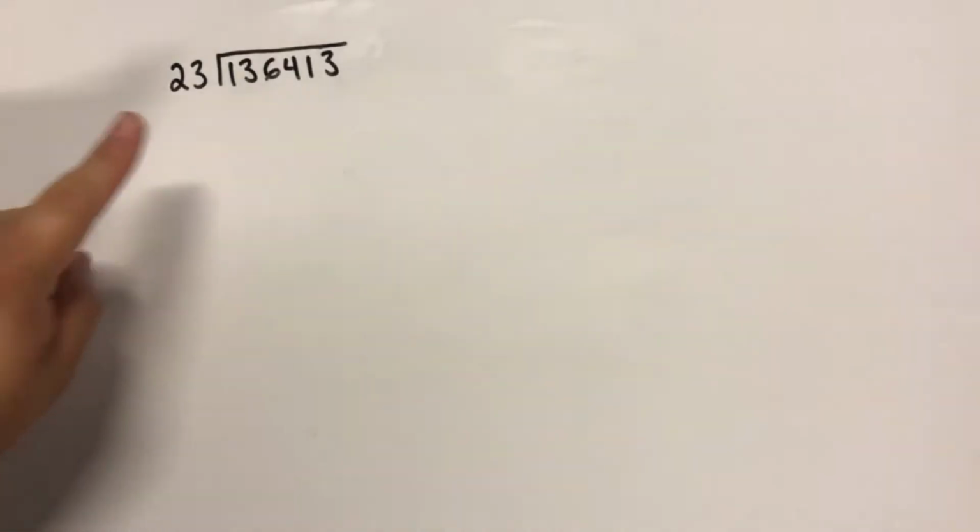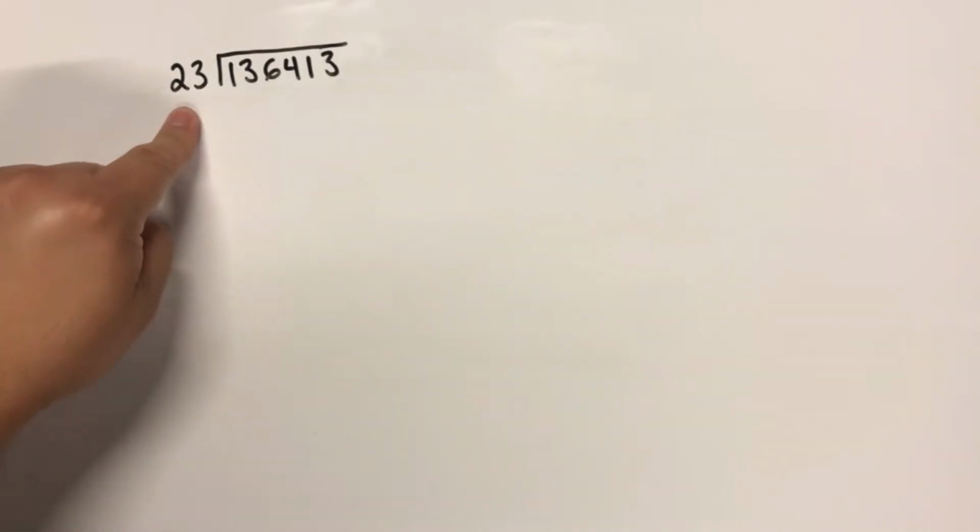Okay. The first thing I'm going to do is look at the number outside of the division house, which is the number 23. And then I'm going to produce the multiplication table of times 23. Here it is.